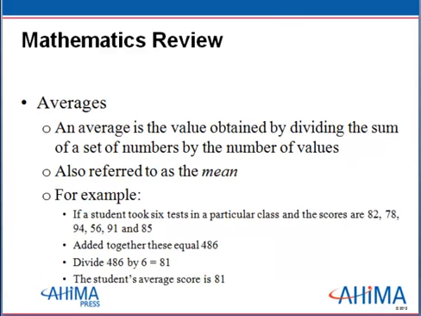Averages are also an important thing to point out, as that will come into play a lot in this class. An average is the value obtained by dividing the sum of a set of numbers by the number of values. It can also be called a mean. So example, if a student took six tests and the scores are listed there, how would we figure the average? We would add all those together, so the 82, the 78, 94, 56, 91, and 85 would get us 486. We would divide that by 6 because that's how many tests there were, and the student's average score is listed.